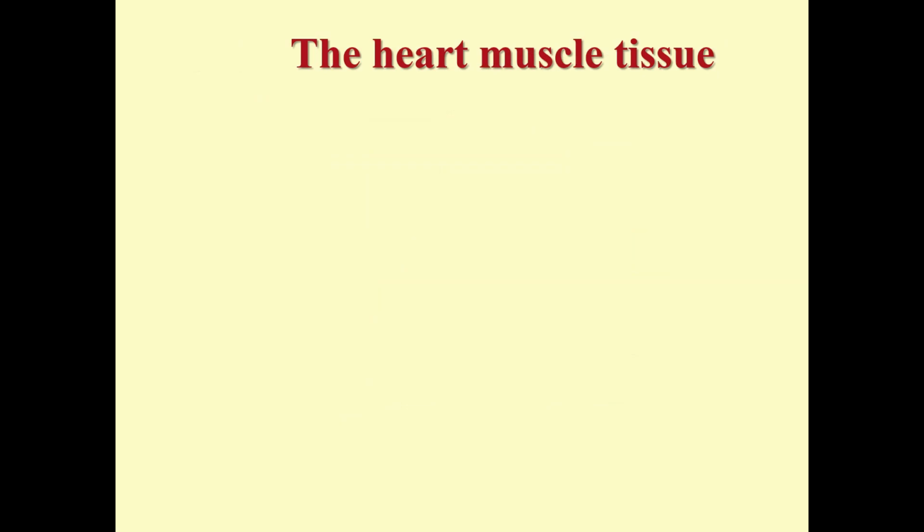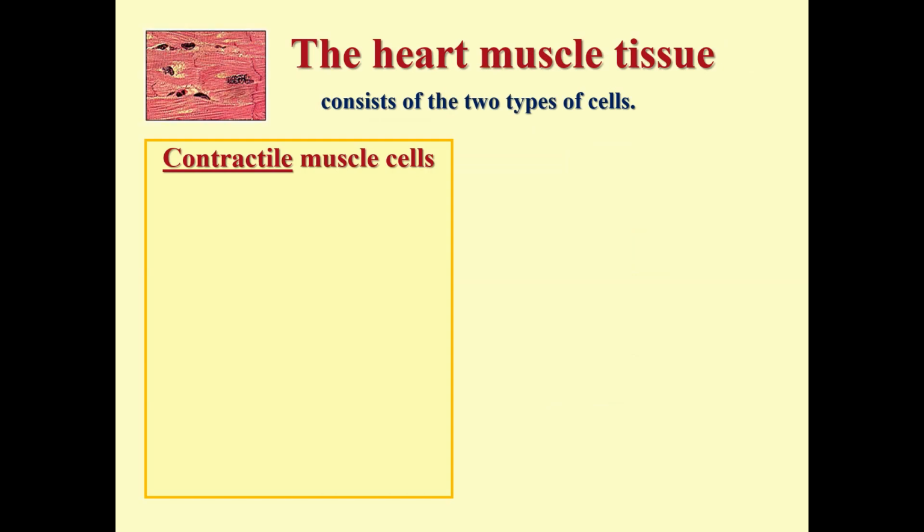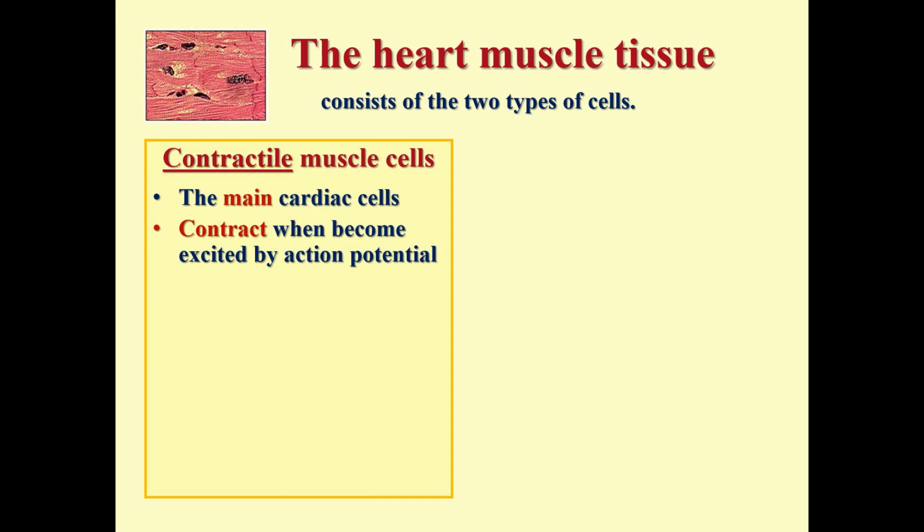Now we start to consider the heart muscle tissue itself. The first thing we should mention is that it consists of two types of cells. Contractile muscle cells, of course, compose most of the heart. These cells are the main cardiac cells, and they are present in both atria and ventricles. There is a slight difference between atrial and ventricular muscle cells, but it's negligible. The basic differences between contractile cells and the others we are going to consider later.